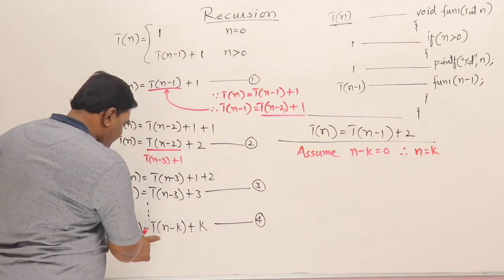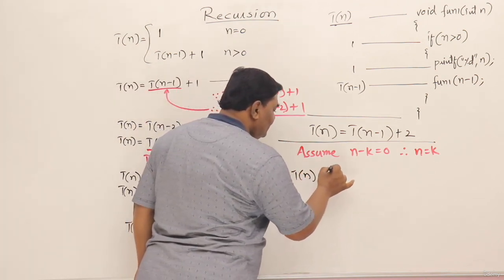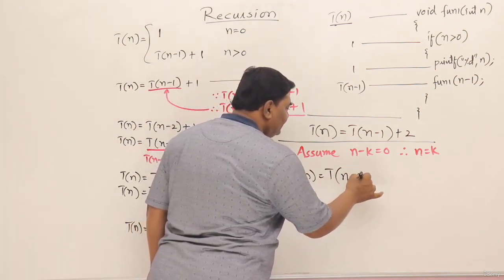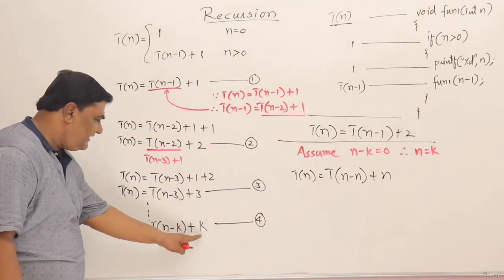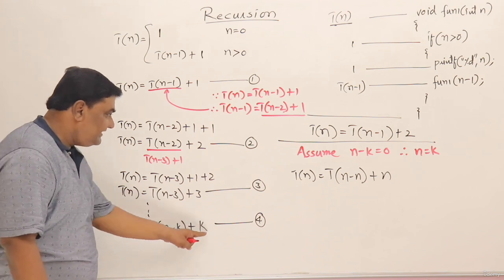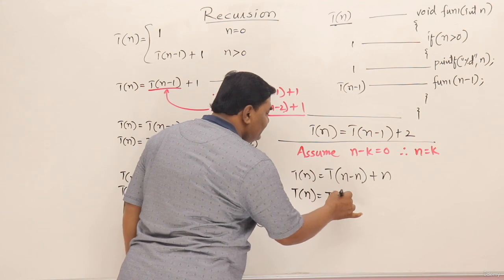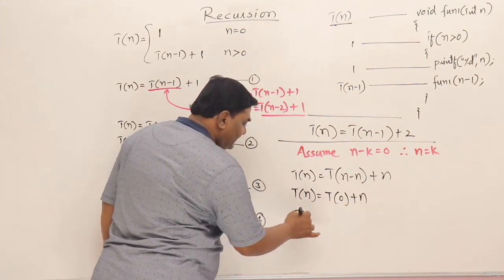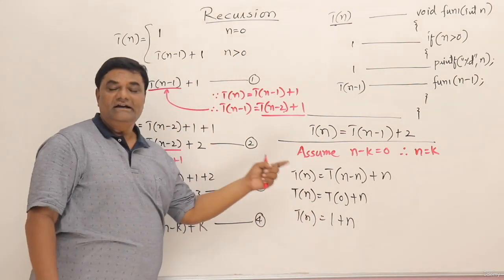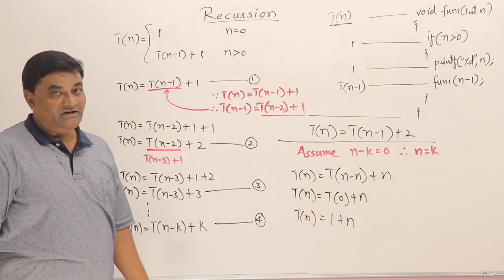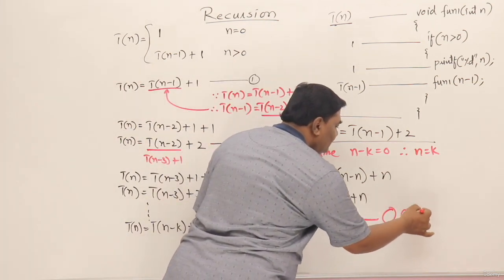So in this equation, if I substitute, that will be T(n) = T(n-n) + n. So in the place of k, I have written n. So n-n plus n. So I got this: T(n) = T(0) + n. So T(n) = 1 + n. That's all, I got the answer. T(n) = 1 + n. This can be written as order of n.